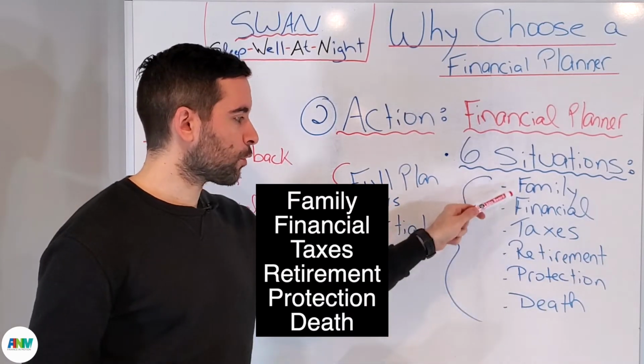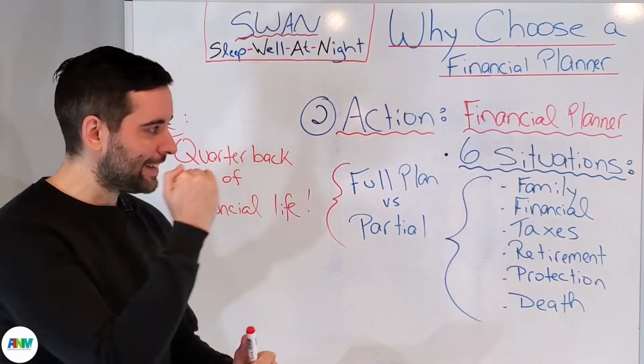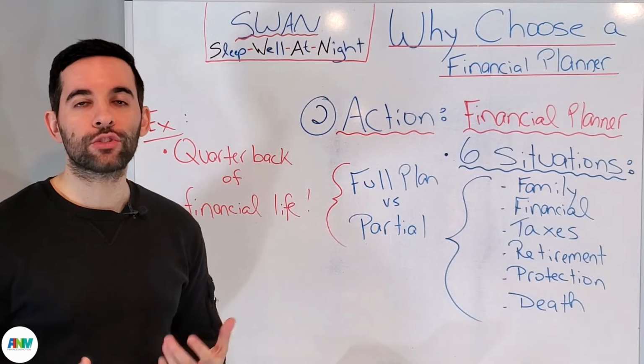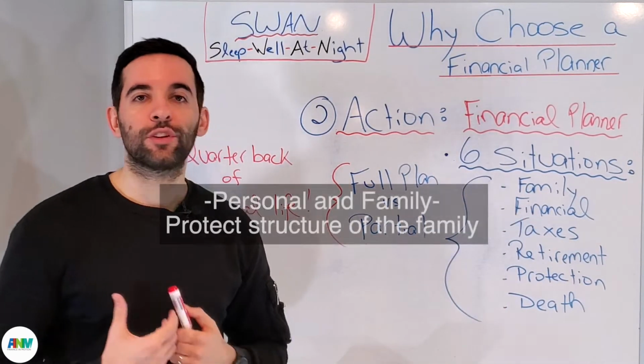They are as listed here. I'll go through them quickly with one example. There are many items to look at in each situation, but I'll just give you an example of one in each so you understand what each situation is. The first one is personal and family situation.